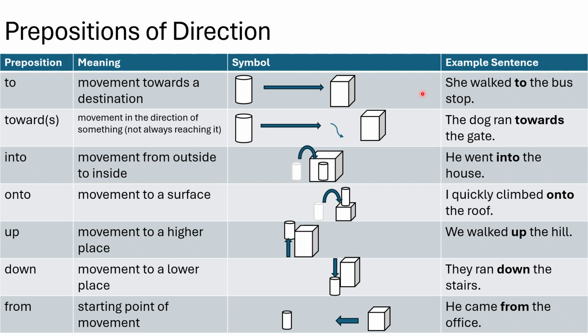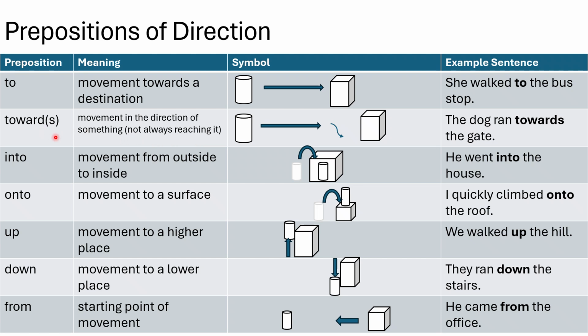Listen to the example sentence. She walked to the bus stop. The preposition towards means movement in the direction of something, not always reaching it. This symbol illustrates the cylinder moving towards the box. Listen to the example sentence. The dog ran towards the gate.